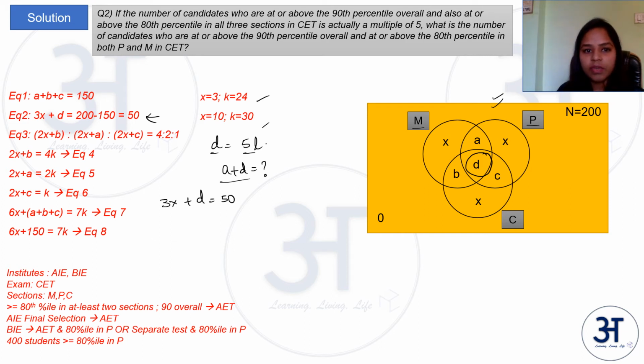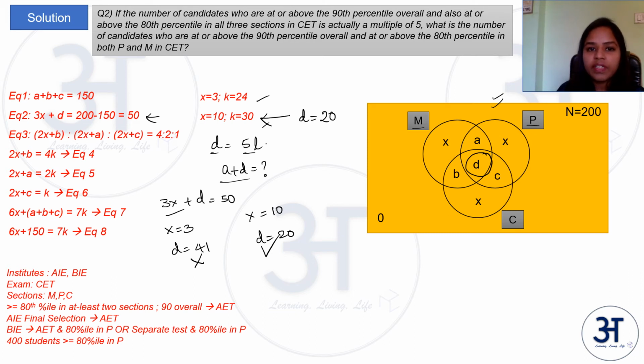Let us take case 1. If x is equal to 3, what will d be? 3 3s are 9, d will be 41. If x is equal to 10, what is d? 30, 50 minus 30, 20. In which case is it a multiple of 5? Not this case, this case. So we are essentially looking at this case, where x is equal to 10 and k equal to 30. In this case we have d is equal to 20.